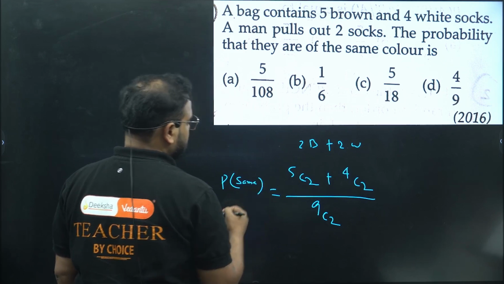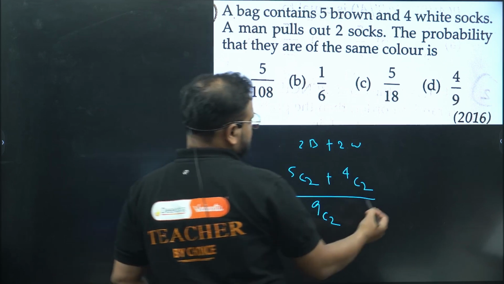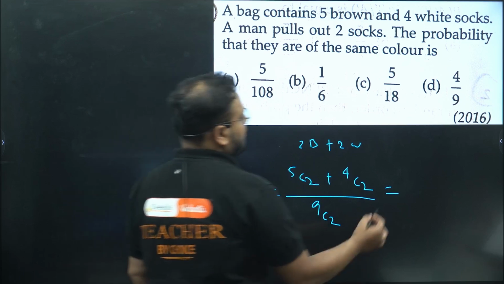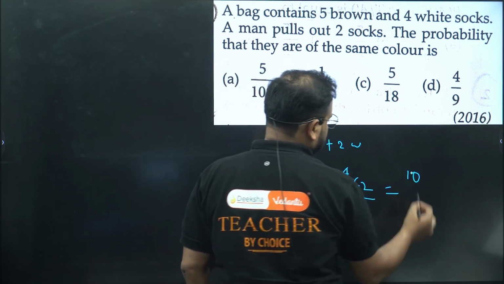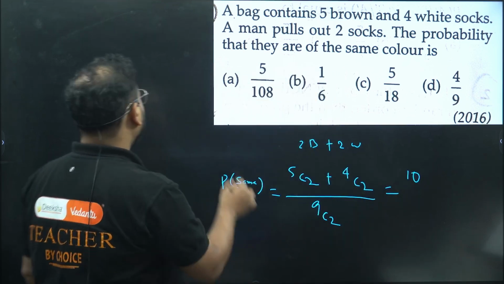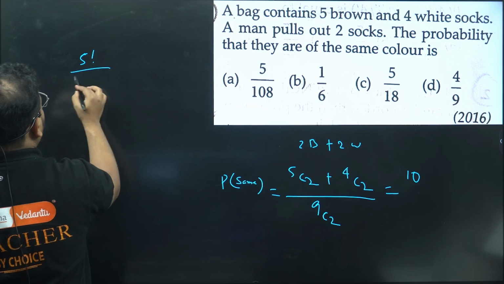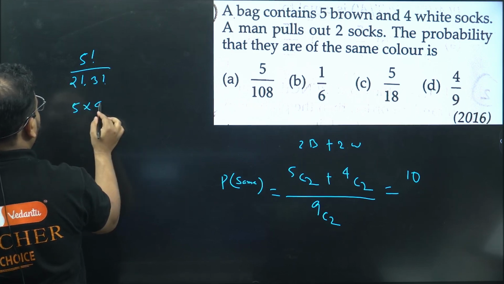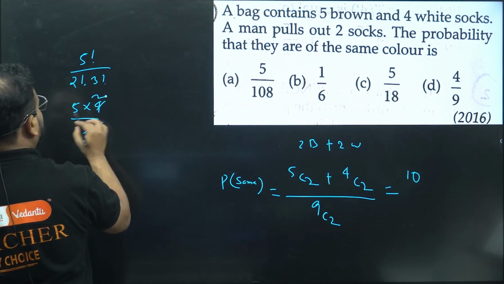Same colors. Okay. So I have the answer as 5C2. 5C2 will become 5 factorial divided by 3 factorial into 2 factorial. So we have the answer as 10. Please check. 5C2 is 5 factorial divided by 2 factorial into 3 factorial, which is simply 5 into 4 by 2. I get the answer as 10.